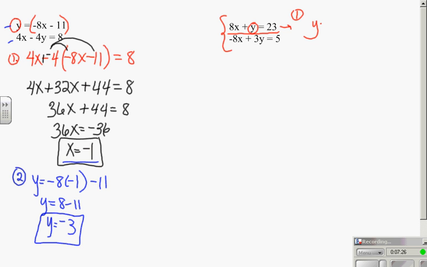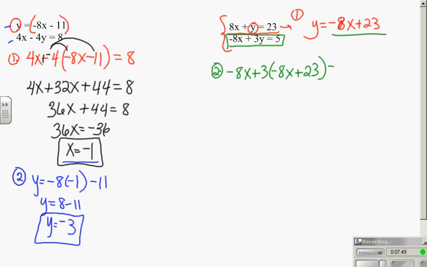So I'm going to subtract 8x, and so my first step here is to write this as y is equal to negative 8x plus 23. Now, wherever there's a y in the second one, make sure you switch. In the second one, you're going to replace it with this. So I've got negative 8x plus 3 times negative 8x plus 23 is equal to 5.